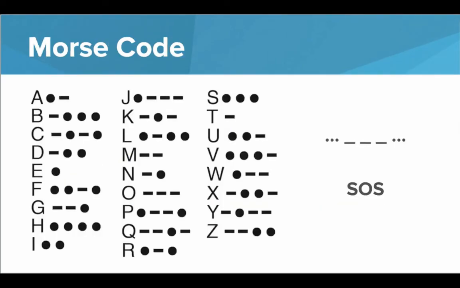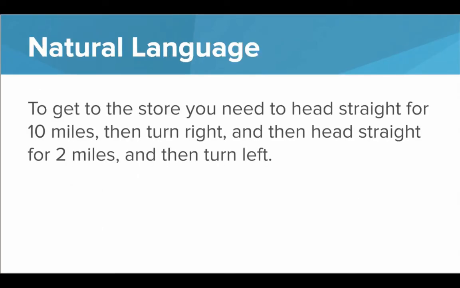Morse code was widely used in the past to translate from dots and dashes to text. This is pretty similar to binary. We speak in a language that is a lot different than computers and binary. Let's say we wanted to give directions for getting to the store. We might say something similar to what's written on the screen.